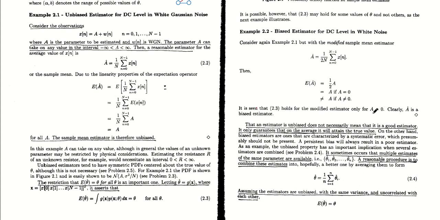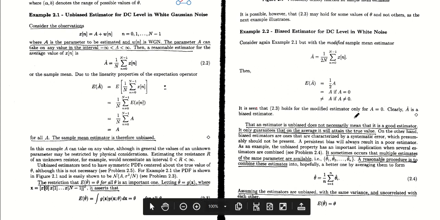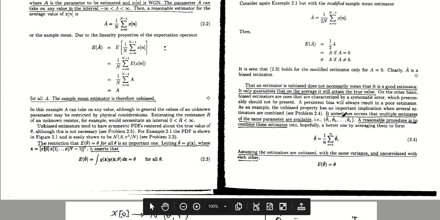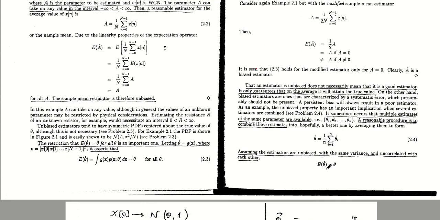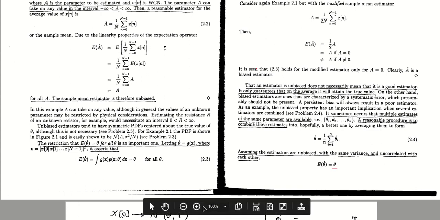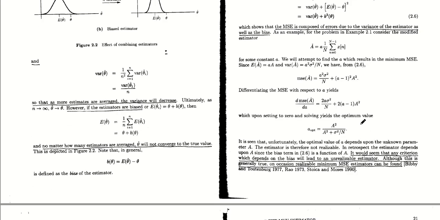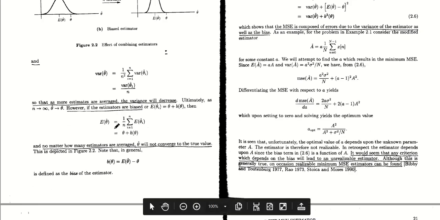Okay, so we have been talking about unbiasedness. If the expectation of the estimator is equal to the true value, then it's called unbiased. And unbiasedness is a property that we like to have. Then we also talk about the definition of bias.